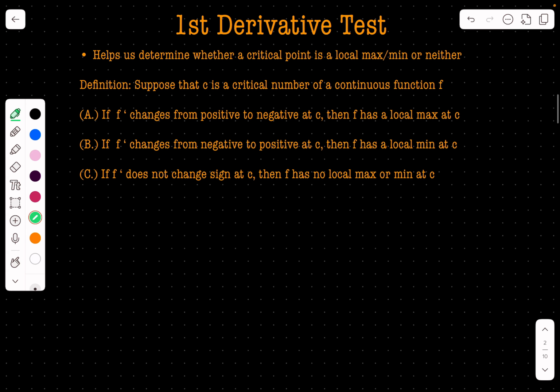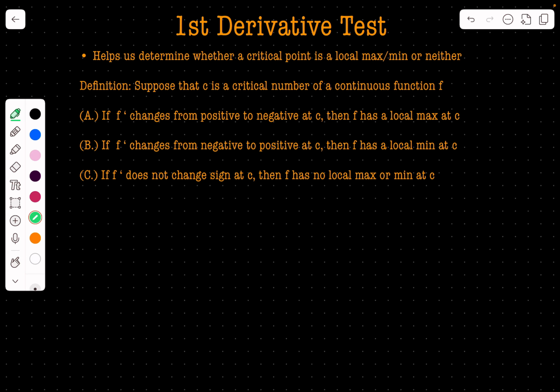So, what is the purpose of the first derivative test? Well, it just helps us determine whether a critical point is a local max, local min, or neither. The exact definition, pulled from Cengage's textbook, is: suppose that c is a critical number of a continuous function f. So these are the three things that will occur.